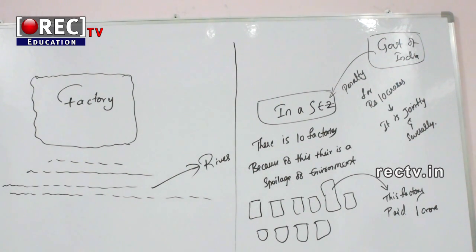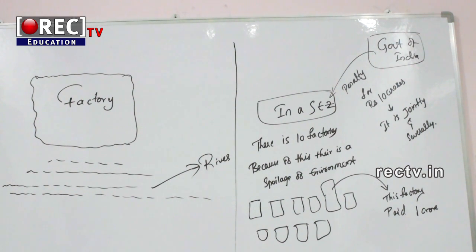It is jointly and severally. What does jointly and severally mean? If one doesn't pay, another should compensate that loss. So however, any 5 or any one of these companies should compensate 10 crores to the government of India. So they have to give money to the government of India for whatever spoilage occurred from these factories.